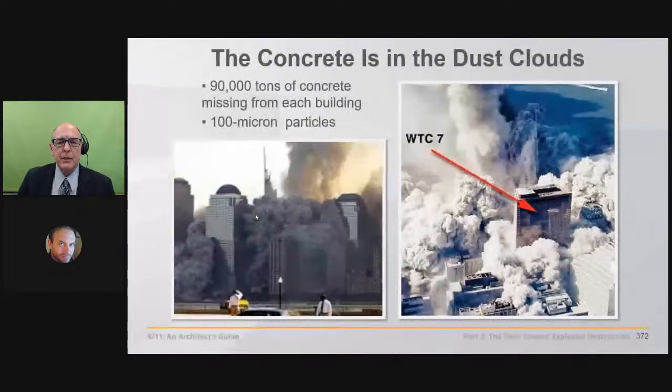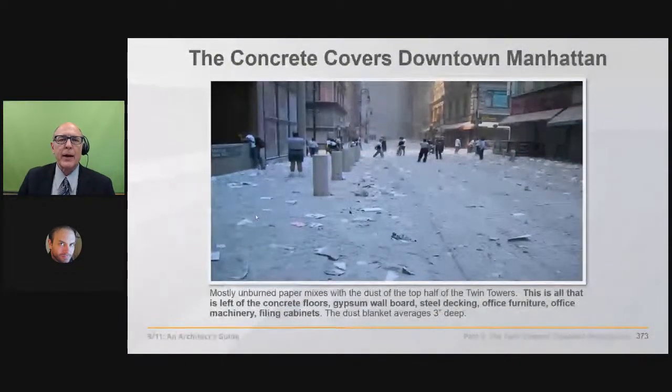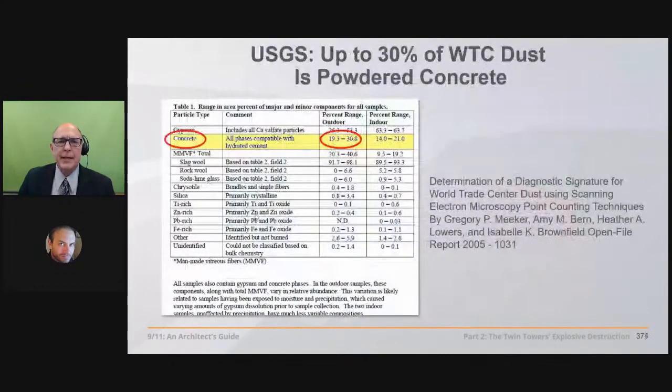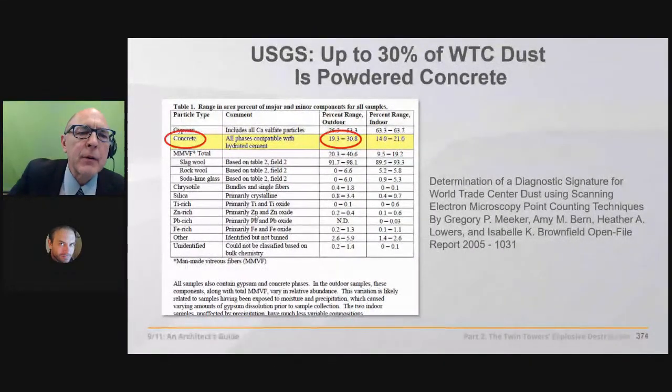100-micron particles forming an ash spread 3 square miles throughout lower Manhattan. And a 3-inch thick blanket of concrete powder. 30% of this dust is concrete. And a good percent of it is gypsum as well, even more.